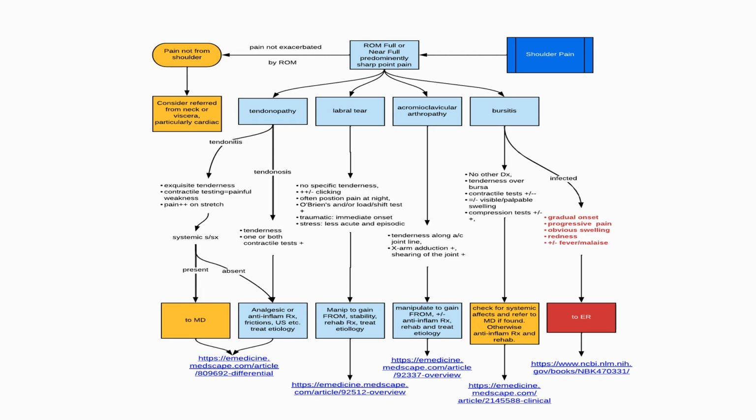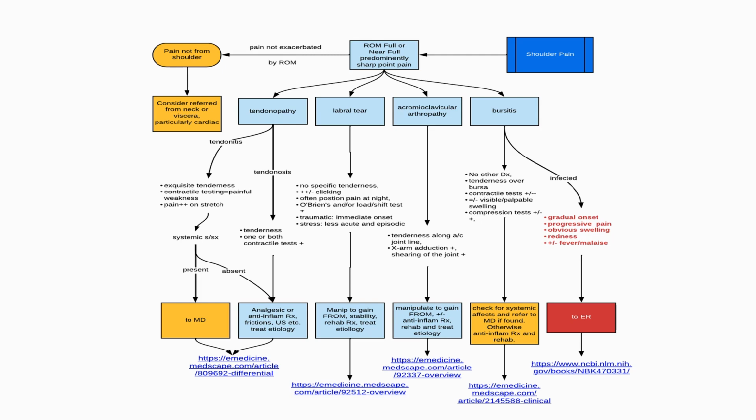So full range or near full range of motion, pain is usually anterosuperior on the shoulder, but it can be anywhere. So again, if the pain isn't exacerbated by the range of motion, even if there's full range of motion there, or limited range of motion, but you're not producing the pain the patient's complaining of, you have to consider other sources of referral from neck, heart, viscera, and so on.